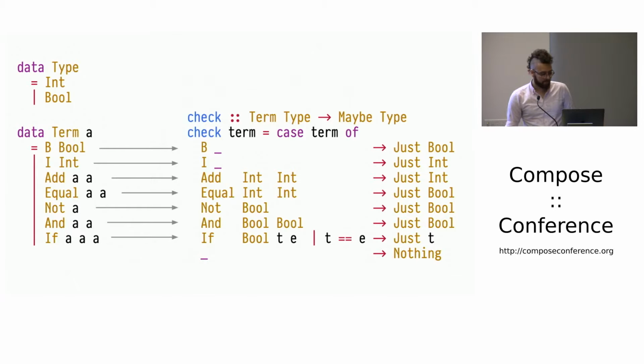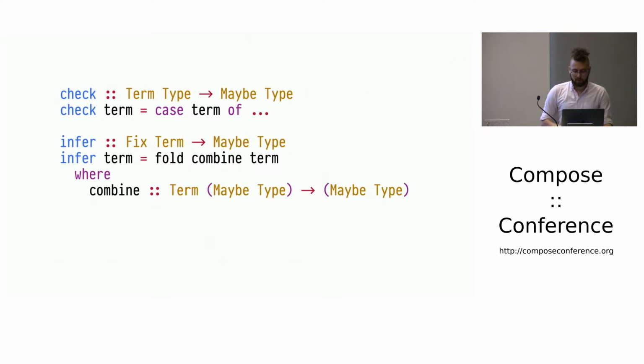So notice that everything on the left-hand side in this case statement is a value level thing in Haskell. This is actual Haskell code. I'm using capital Int and capital Bool as data constructors of the type on the upper left-hand side.